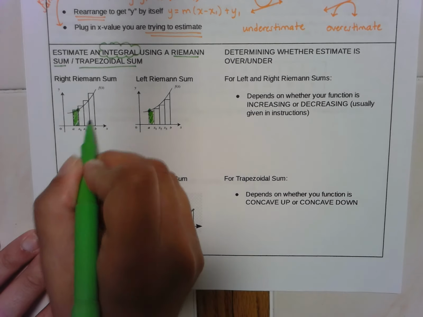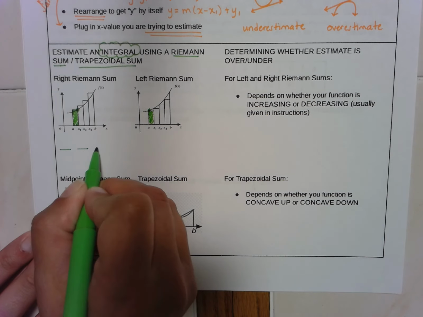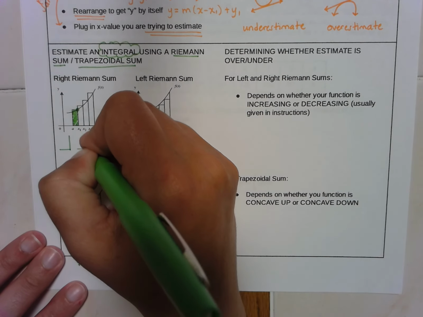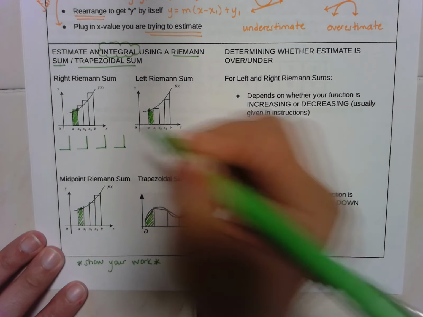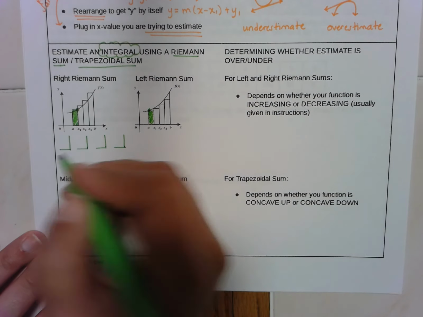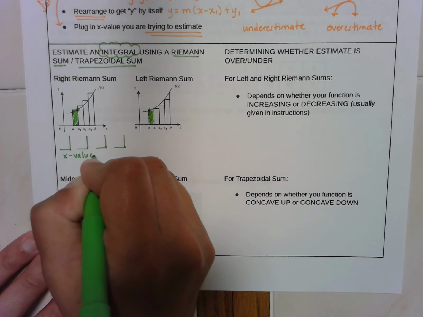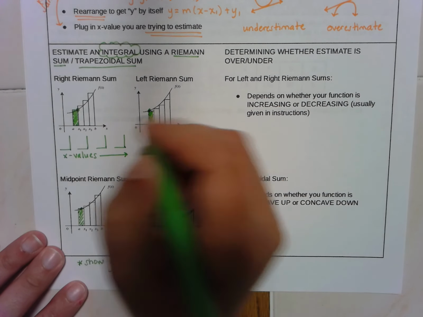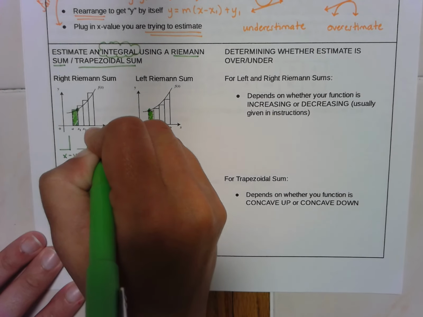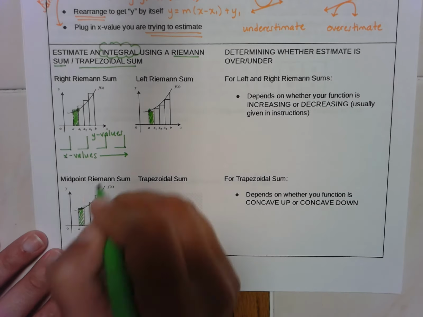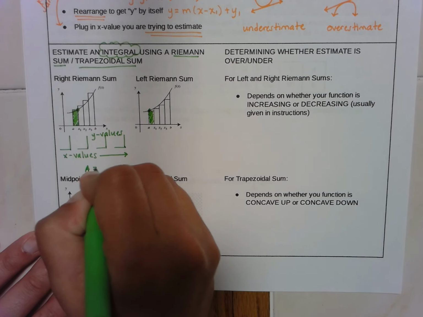So if we have 4 subintervals here, I would draw 4 little boxes. If it's a right Riemann sum, I would show the height of the rectangle by drawing a line on the right side only. Along the bottom here, we're going to list the x values that are the beginning and the end of each interval. And at the top here, we would list the y values that determine the height of that rectangle. And as a reminder, your area would be base times height.